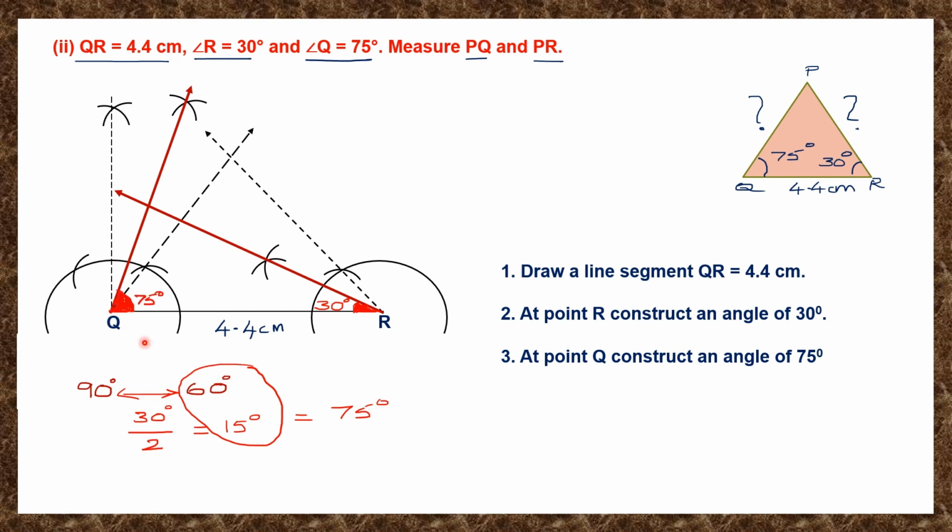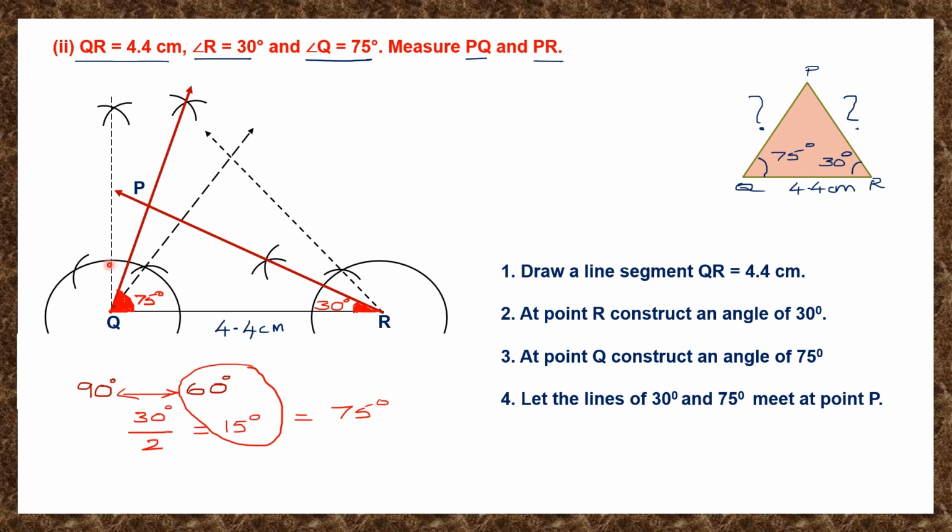So we have now constructed an angle of 75 degrees here. What is the next step? Let the lines of 30 degrees and 75 meet at point P. So this is the 30-degree line and this is the 75-degree line. They have both met at a point. Let's name that point P.